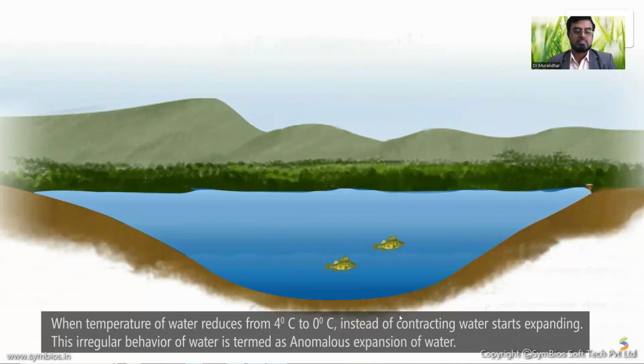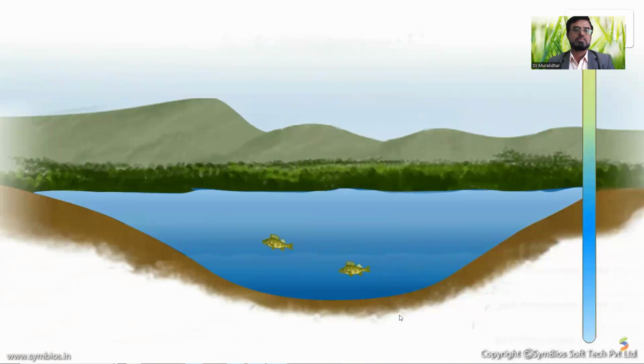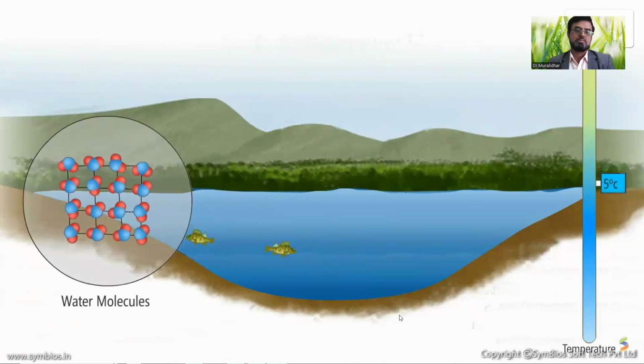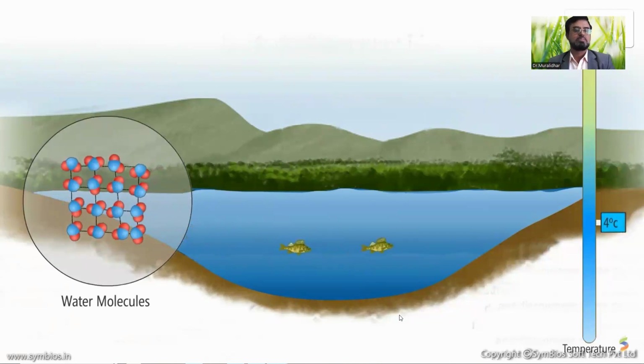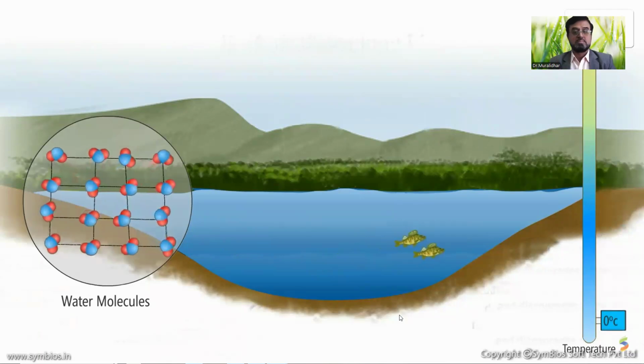This irregular behavior of water is termed as anomalous expansion of water. In lakes and seawater, as temperature of the surrounding environment decreases, water contracts and becomes denser and denser until its temperature reaches 4 degrees Celsius. But water reaches its maximum density at 4 degrees Celsius and its density does not reduce further. This becomes possible because when the temperature falls from 4 degrees Celsius to 0 degrees Celsius, instead of contracting, water expands and consequently becomes less dense.